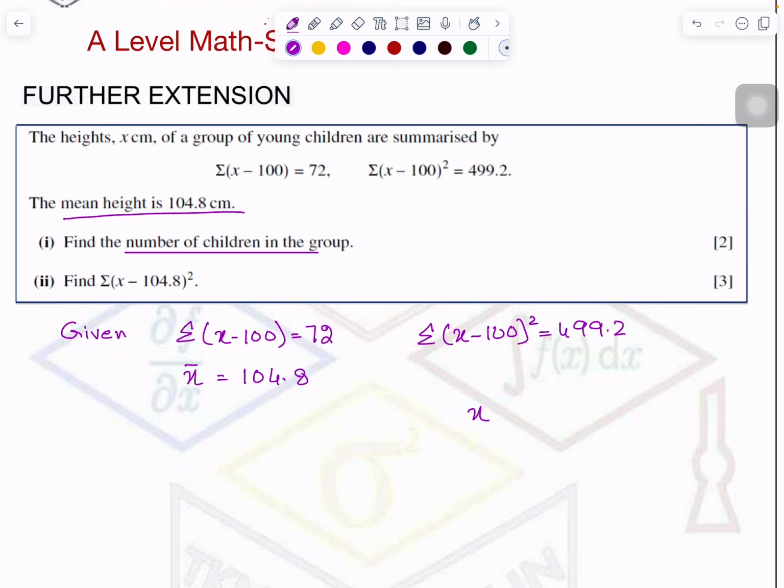So now if you see here, the information given to you is the mean. Okay, let me change the color now. Mean of x is equal to sigma x over n. The mean is given to me as 104.8, and sigma x I don't have, and n. So basically I have sigma x in terms of n, right?